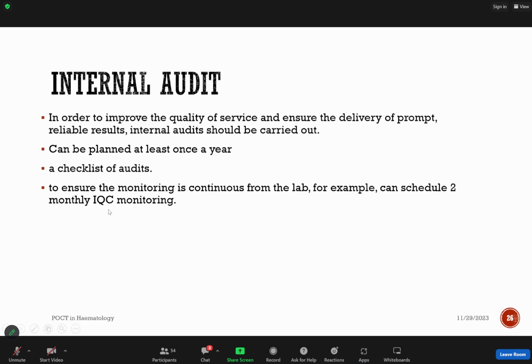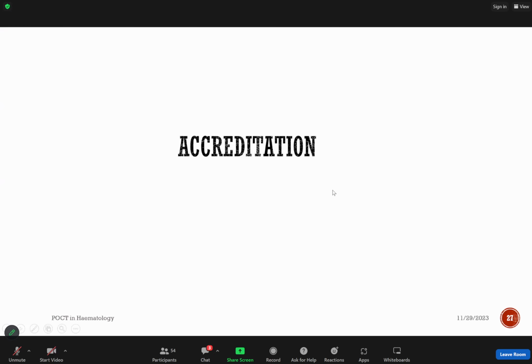Okay, as for internal audit, in order to improve the quality of service and ensure the delivery of prompt, reliable results, internal audit should be carried out. It can be planned at least once a year. We can provide audit checklists to ensure the monitoring is continuous from the lab. For example, we can schedule 2-monthly IQC monitoring. The lab personnel go to the POCT site and check their IQC. Now we move on to accreditation.